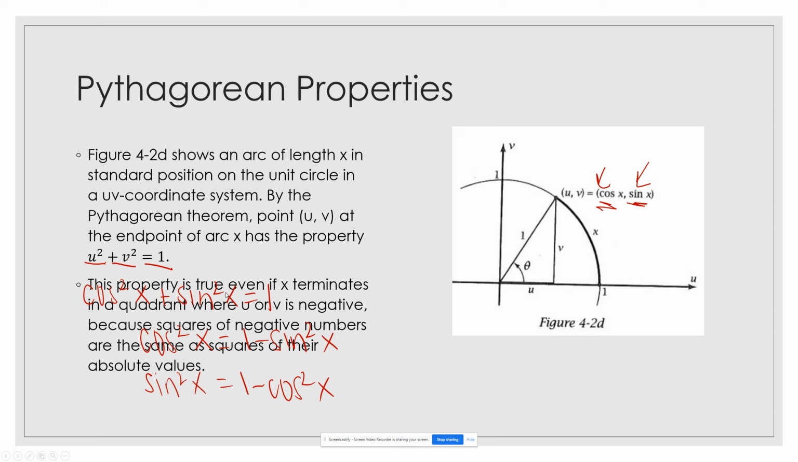This property is true even if x is in a different quadrant, and the reason why is because a number squared is still going to be positive. And that's the really cool thing about the Pythagorean property.